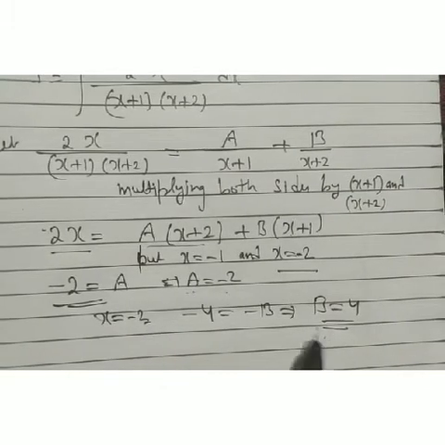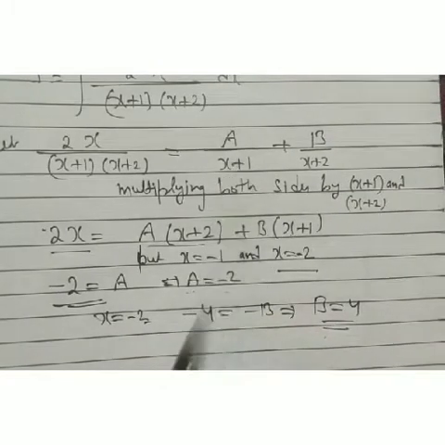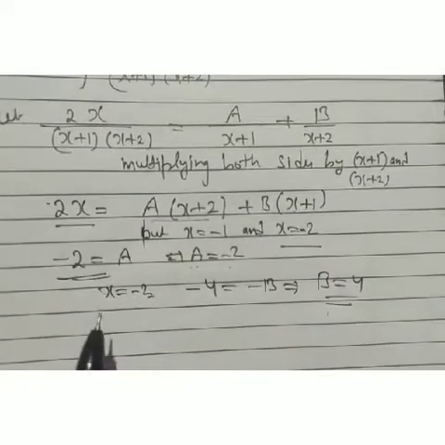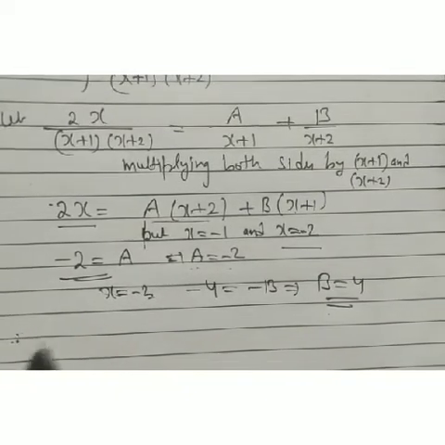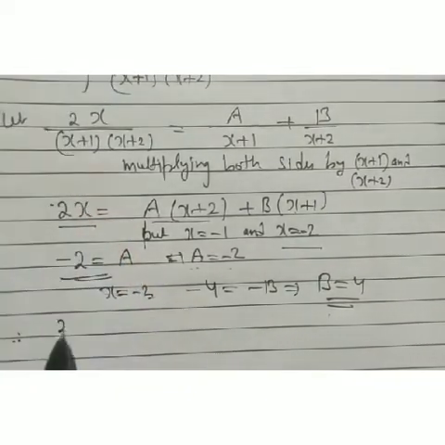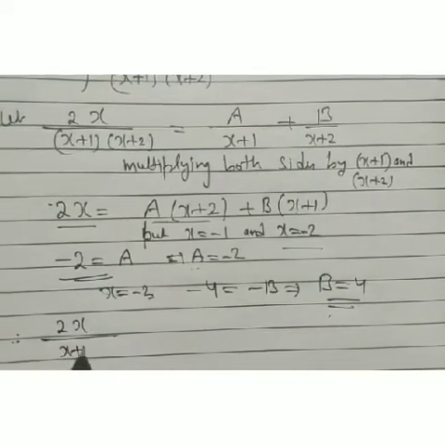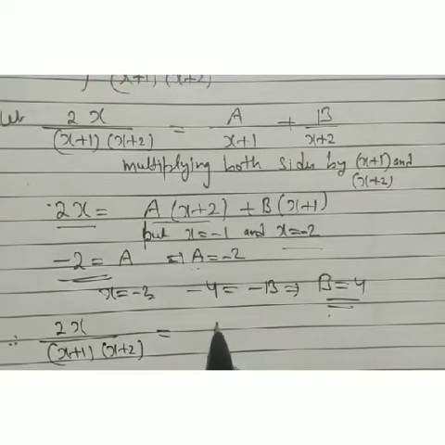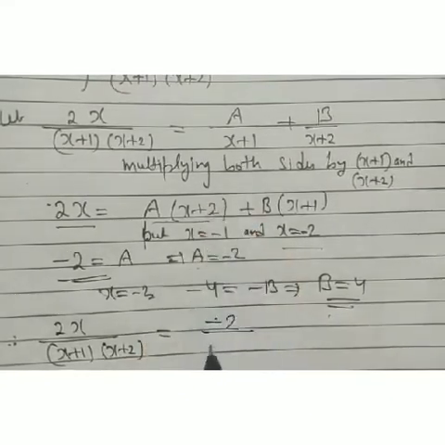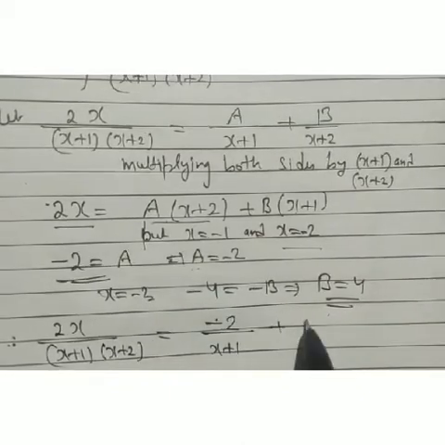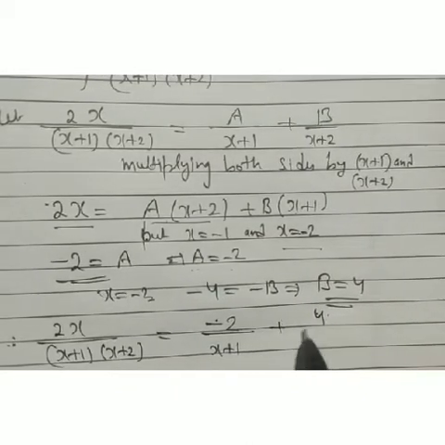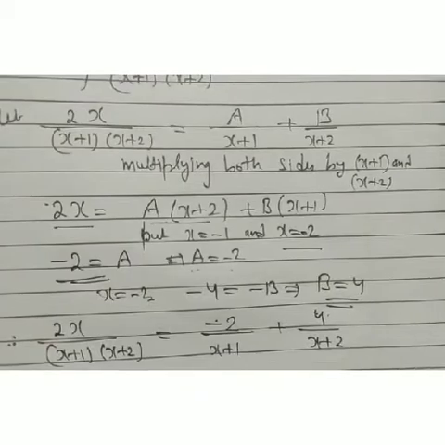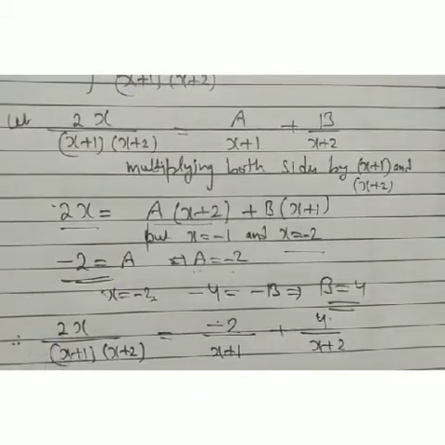And then now I am going to put them in this part. Therefore, our 2x upon (x plus 1)(x plus 2) is equal to, what is our A? A is -2 upon x plus 1, plus, what is B? 4 upon x plus 2. Now we have to find its integration value.